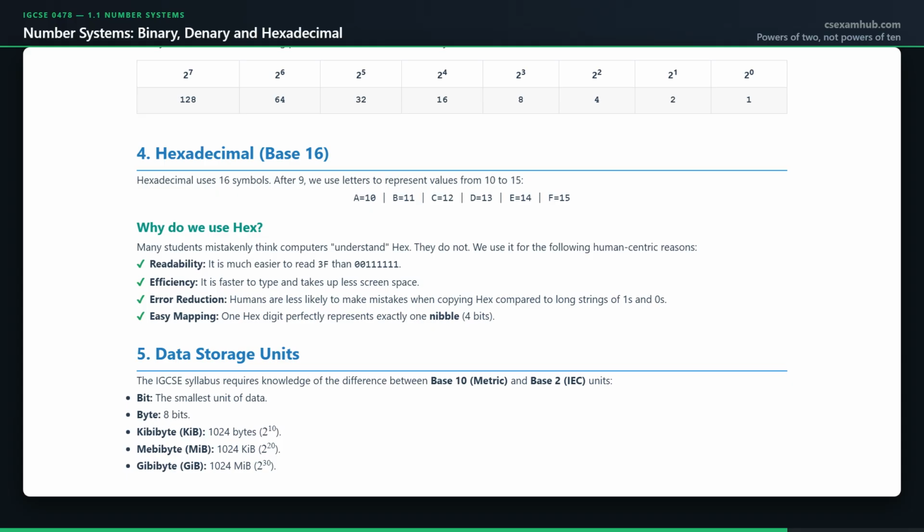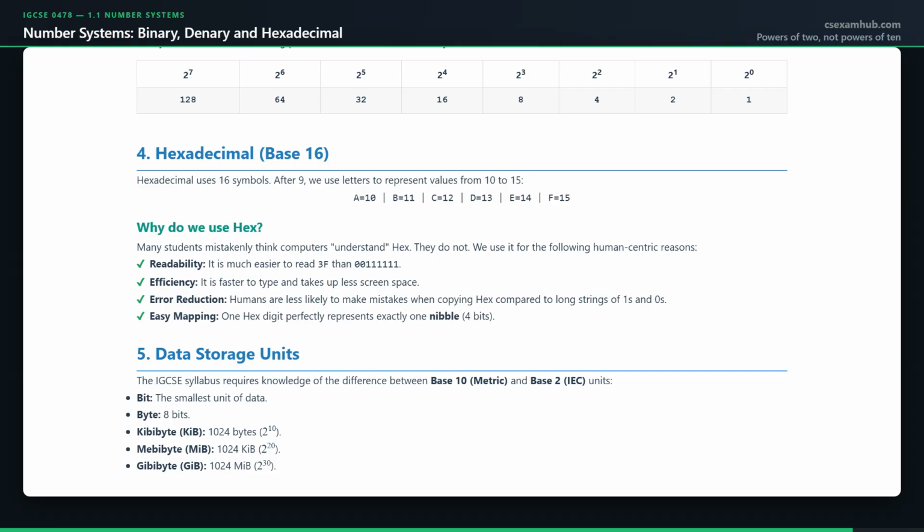Finally, storage units. The syllabus is specific here and wants you to know the binary prefixes, not the metric ones. A bit is the smallest unit of data, a single 1 or 0. 8 bits make a byte. Then the units step up in powers of 2, not powers of 10. A kibibyte is 1024 bytes, which is 2 to the power 10. A mebibyte is 1024 kibibytes. A gibibyte is 1024 mebibytes.